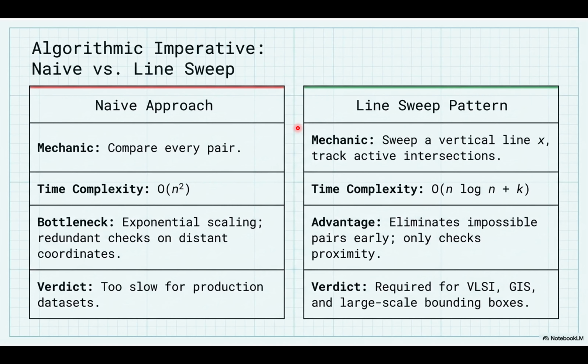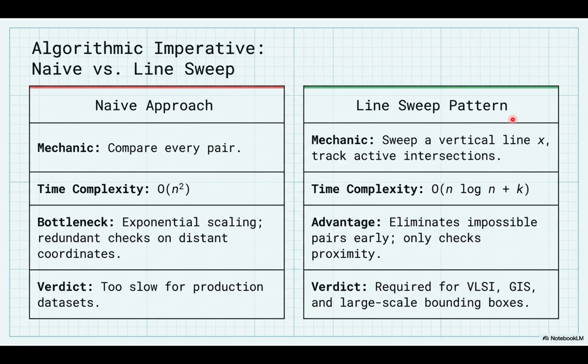So the goal is to stop walking across the convention room. We need a system that eliminates all those impossible pairs early on, so we only check rectangles that are actually close to each other. Which brings us to the hero of the presentation, the line sweep algorithm. Yes, the line sweep pattern.